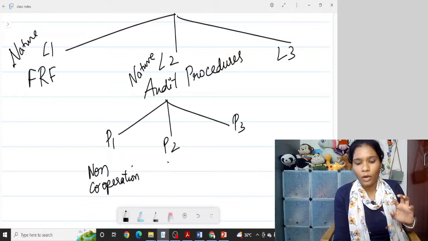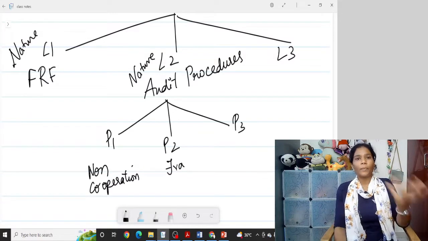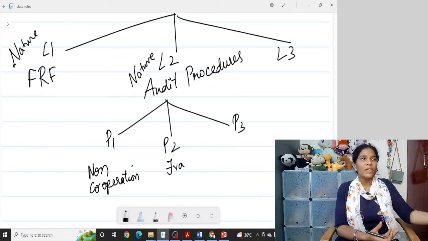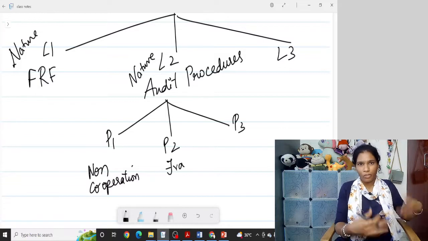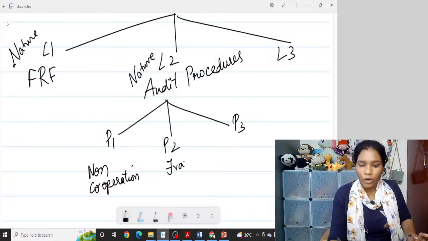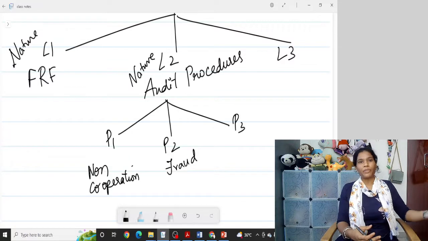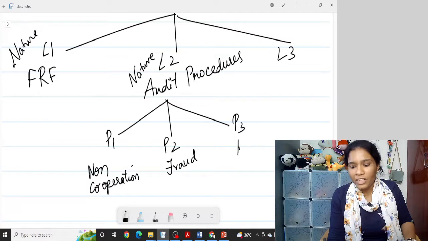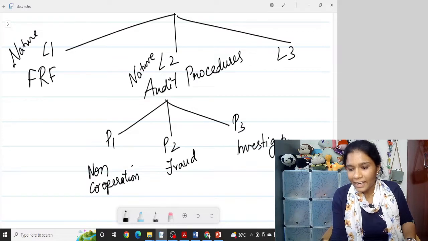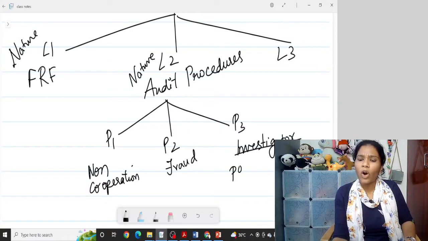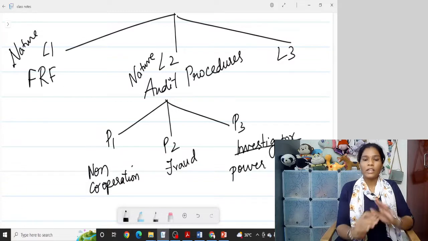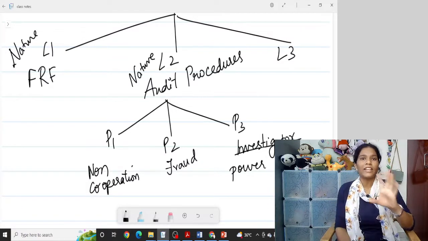And then number 2, what if there is a fraud? See, non-cooperation: intentionally or unintentionally they are not supporting or giving me any cooperation in performing the audit. Now intentionally they are hiding something from me or concealing something from me, that is fraud. Number 3, first of all I am not an investigator. Second of all, I don't have all the powers like an investigator. Power of search I don't have. So these three problems put together come under the nature of audit procedure.